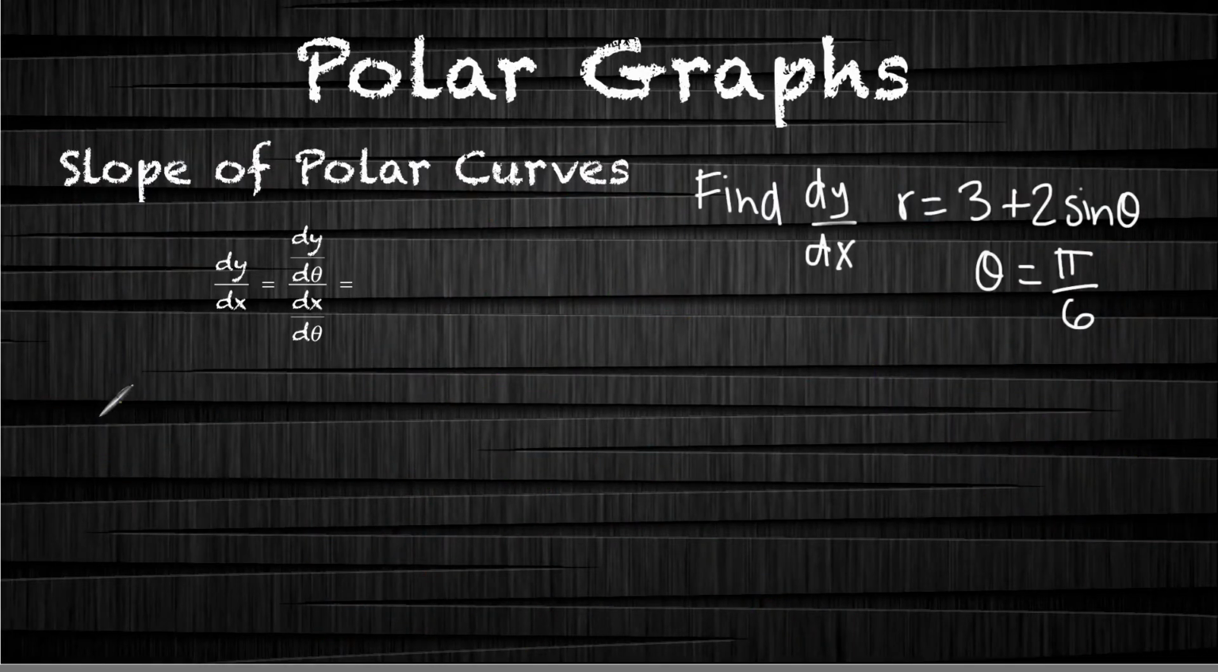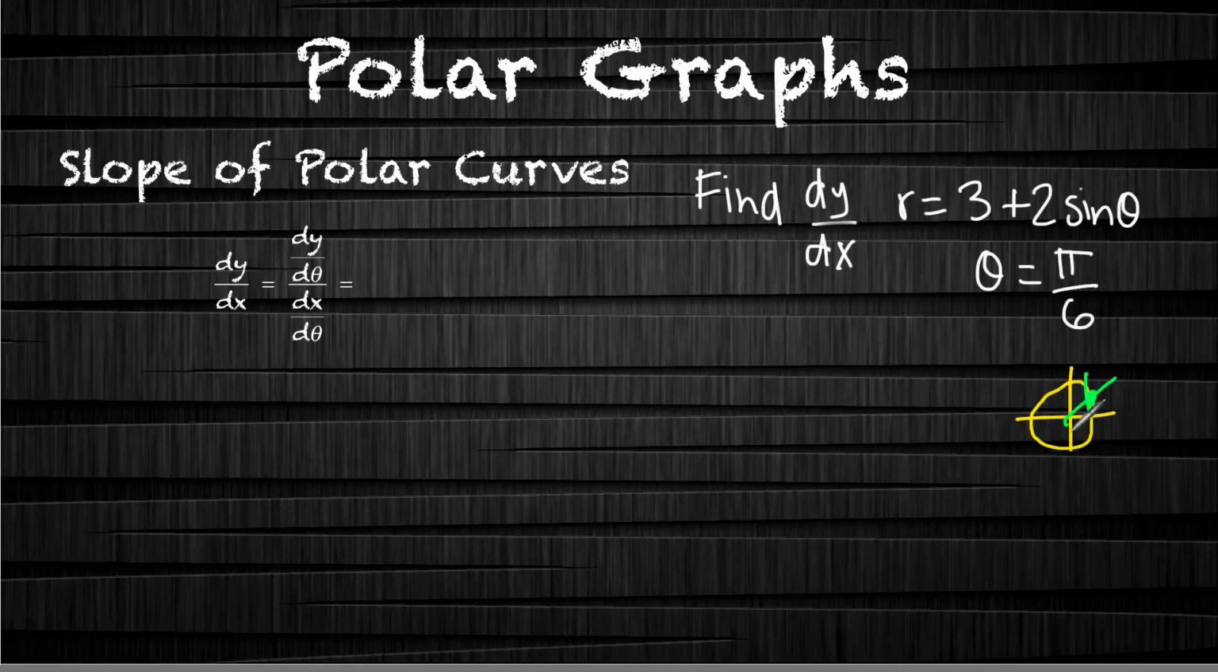All right, in this example, we're asked to find dy/dx of the polar function r equals 3 plus 2 sine theta at the given point theta equals pi over 6. So let's just say, for example, that we'll look at later what these graphs look like. Let's just say that that's what the graph looks like. And let's say that we want to find the slope of this curve at the point at the angle pi over 6, which is 30 degrees.